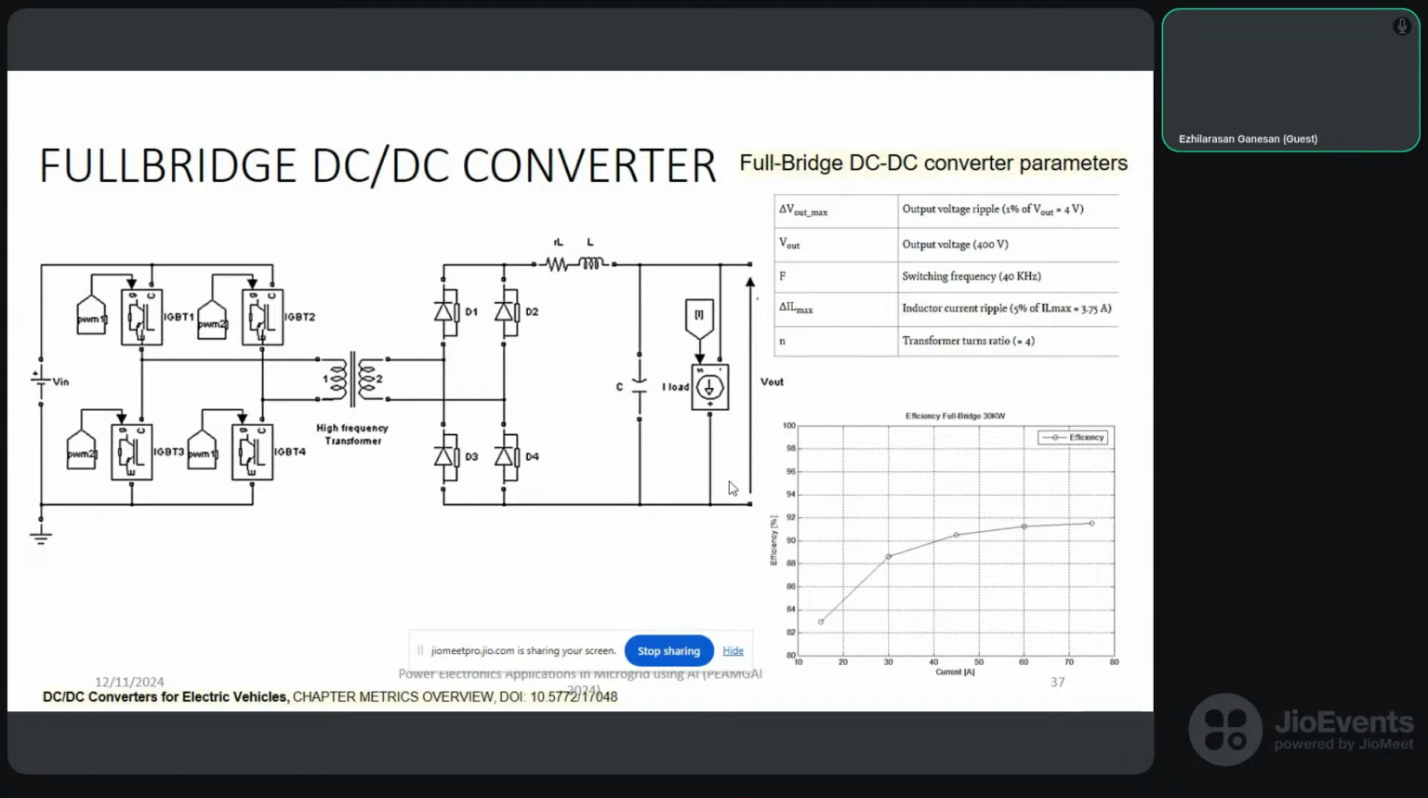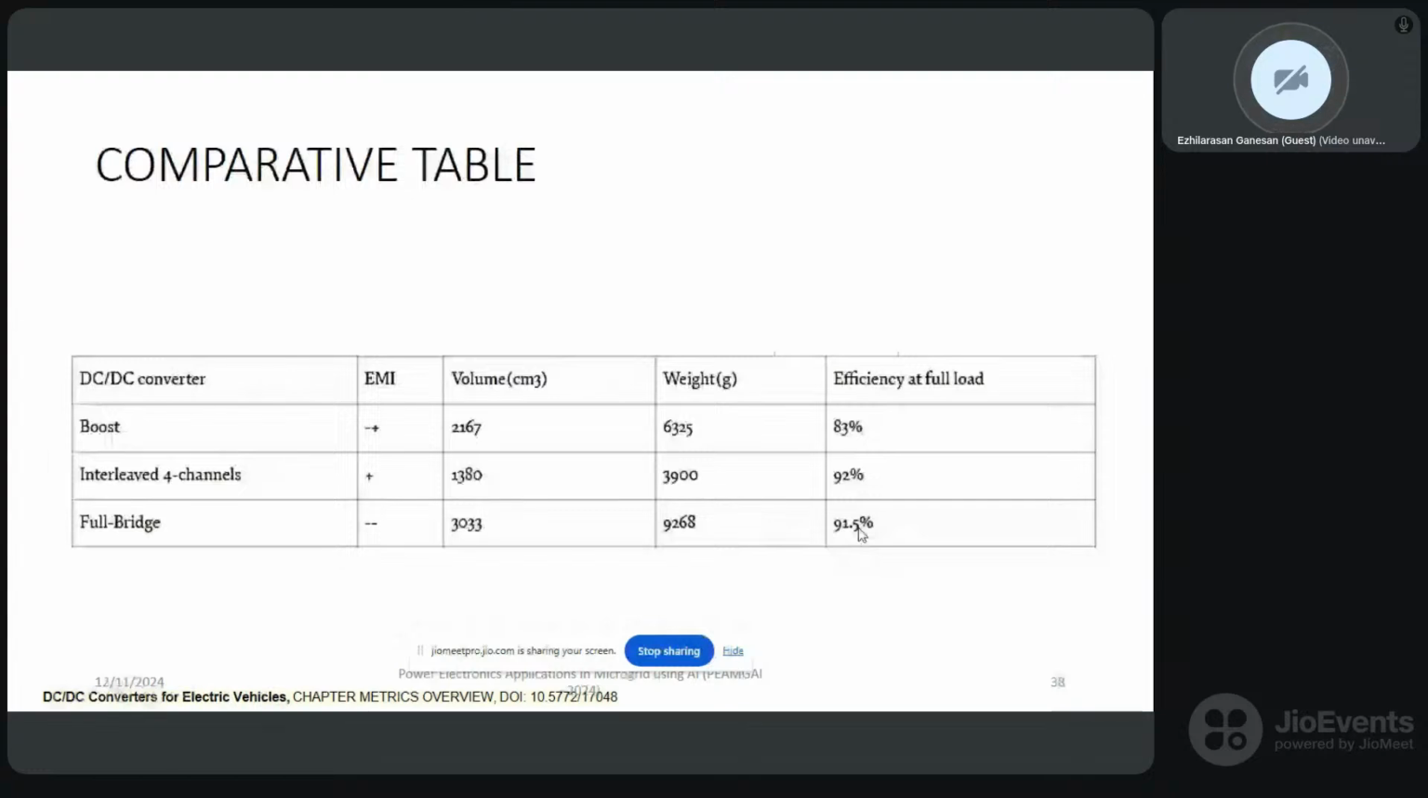So a comparative table, if you see, between all the three converters I have discussed here: boost converter, interleaved converter, and full bridge converter. Efficiency at full load: interleaved channel is 95%, full bridge is 91%, very close to interleaved, whereas boost converter is 80%. On volume and weight, I have given it here. When we go for electric vehicle applications, this volume and weight matters.